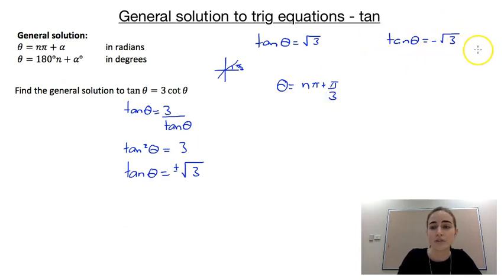For this one, if we draw our all stations to central diagram, tan is negative in the second and the fourth quadrants, and our related angle is still pi on 3. But that means that our first positive solution is this angle here, which actually comes out to be, if that's 3 pi on 3, that'd be 2 pi on 3. So that's going to be our alpha there. So we'd end up with theta equals n pi plus 2 pi on 3. So those two general solutions are solutions to this equation.